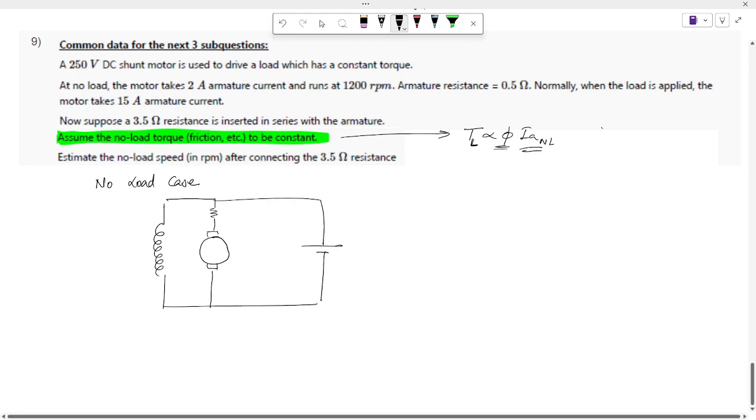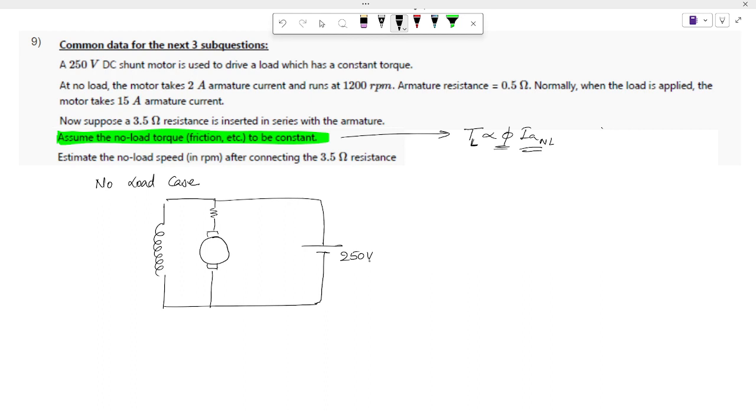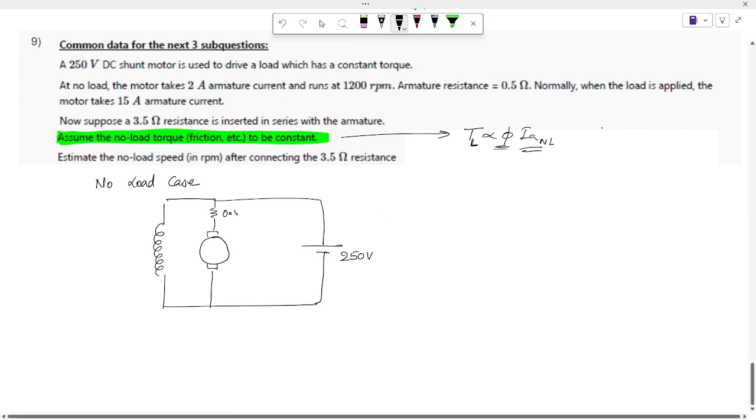This is connected to a 250 volt supply. At no load it takes 2 ampere and runs at 1200 rpm. Armature resistance is given; what is the value of EB? Sir, 249. Yes or no?